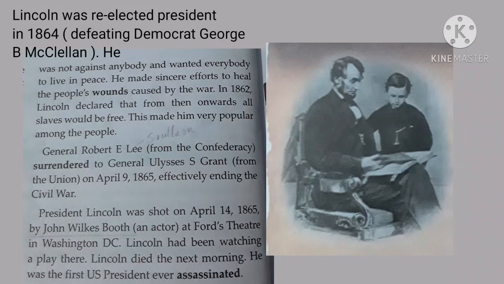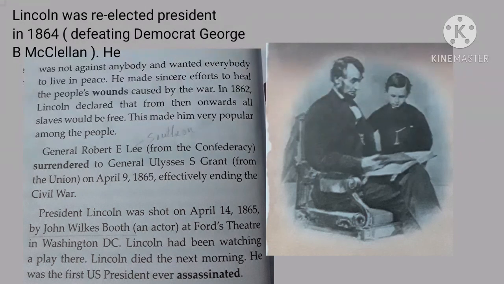Lincoln was re-elected president in 1864, defeating Democrat George B. McClellan. He was not against anybody and wanted everybody to live in peace. He made sincere efforts to heal the people's wounds caused by the war. In 1862, Lincoln declared that from then onwards, all slaves would be free. This made him very popular among the people.